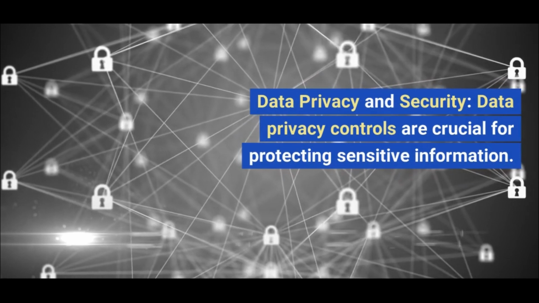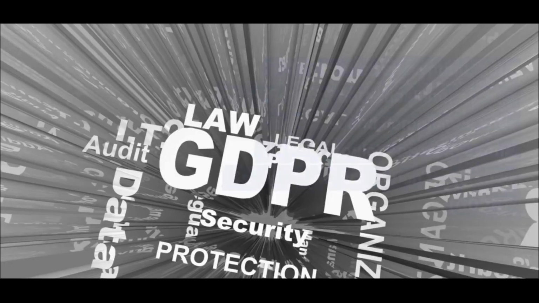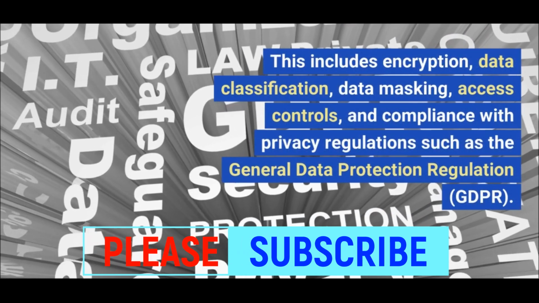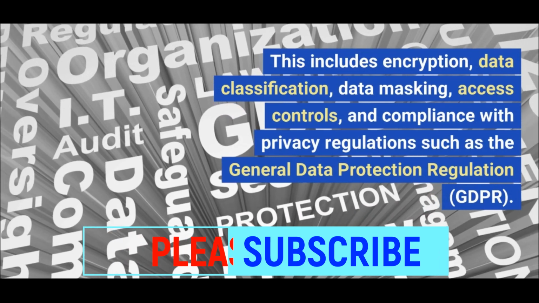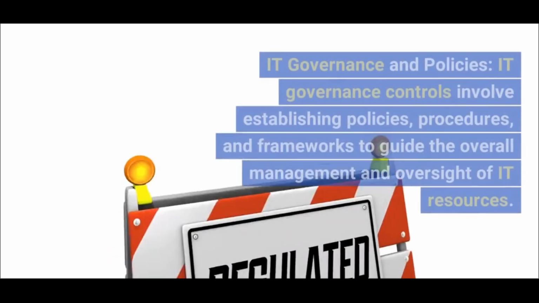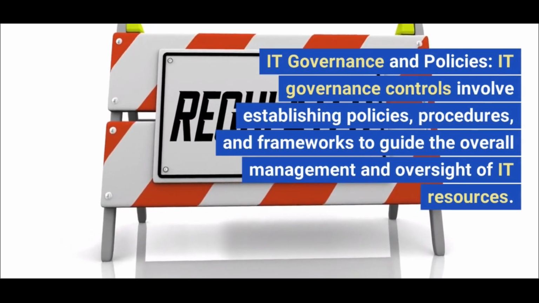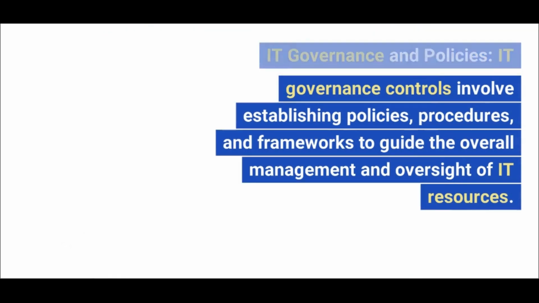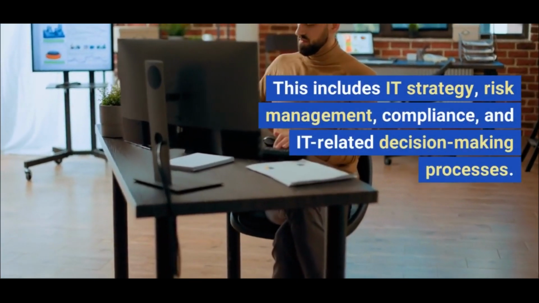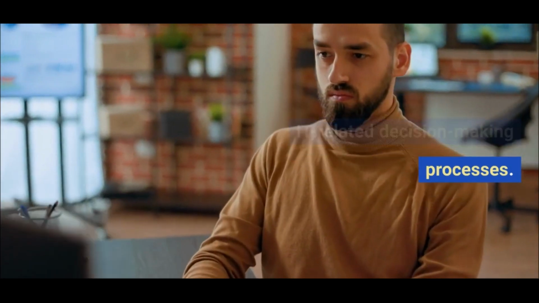Data privacy and security. Data privacy controls are crucial for protecting sensitive information. This includes encryption, data classification, data masking, access controls, and compliance with privacy regulations such as the General Data Protection Regulation, GDPR. Governance and policies. IT governance controls involve establishing policies, procedures, and frameworks to guide the overall management and oversight of IT resources. This includes IT strategy, risk management, compliance, and IT-related decision-making processes.